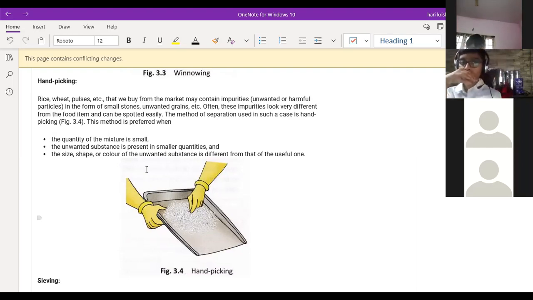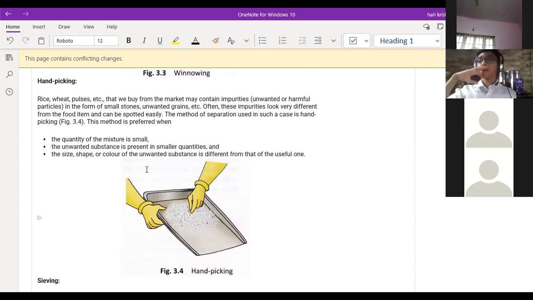Very good. Suppose you are taking the rice or wheat or pulses from the market. Generally, these are grown in the soil itself, right? So when you are packing, you will get a small amount of stones or soil particles. Hand picking will be useful only when the quantity of the impurities is small, and when we are able to see those particles, only then you can separate them out with the help of the hand.